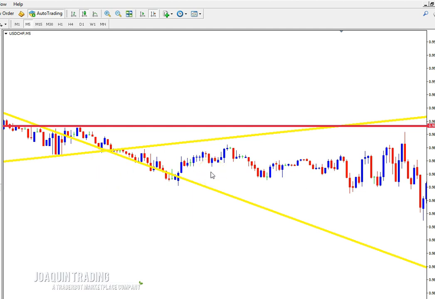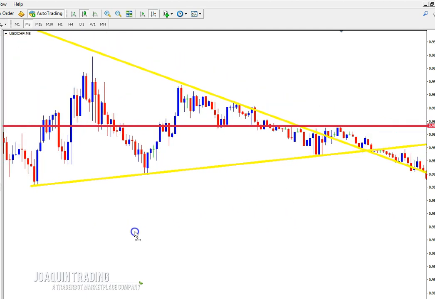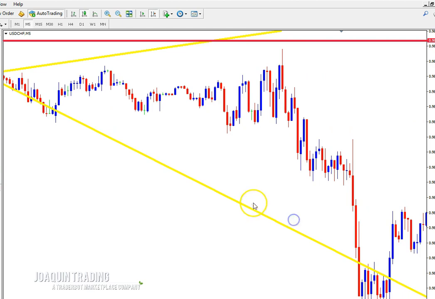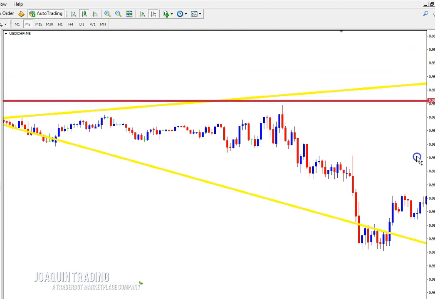Now, triangles usually precede a trend that is measured by the amount of the triangle. So this triangle, how big is it? It's about this big. So that trend is not going to be a very big trend when it starts trending. Okay, so there's a drop right there. So we now know it is in a downtrend.